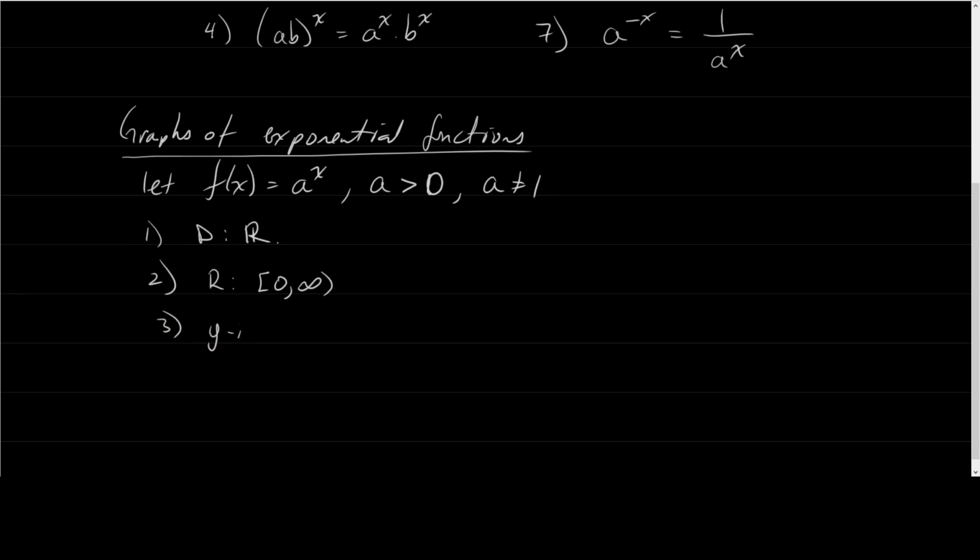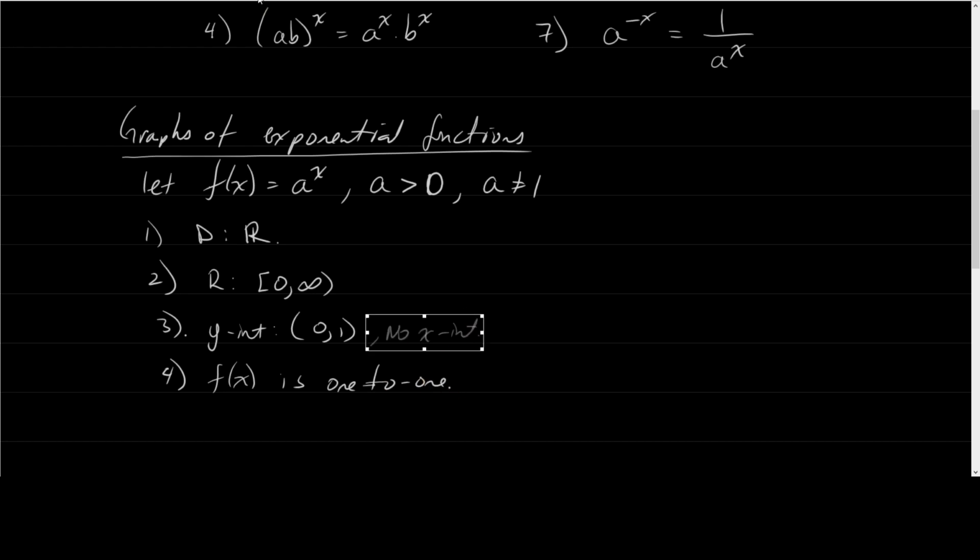The y-intercept is the point (0, 1), there is no x-intercept, and the function f of x is one-to-one. By the way, there's no x-intercept, assuming that you haven't shifted the function down, right? This is just for a to the x.